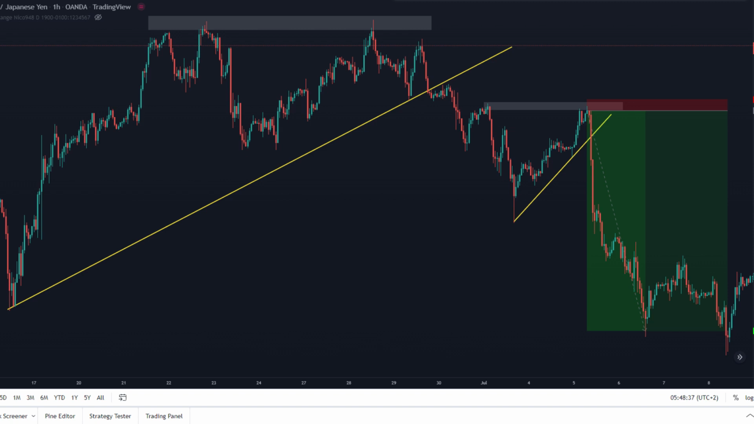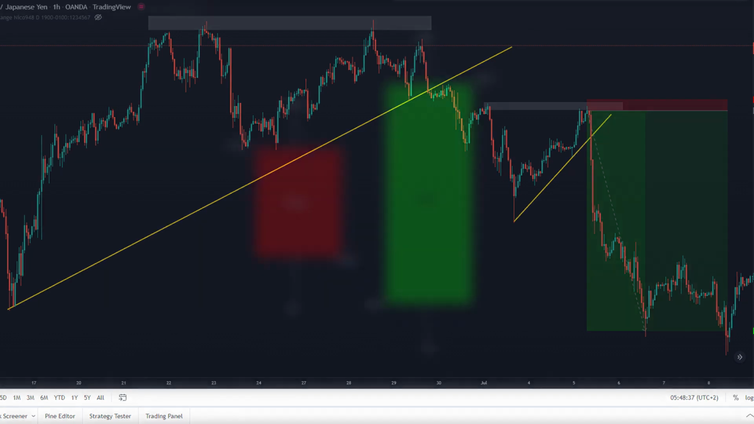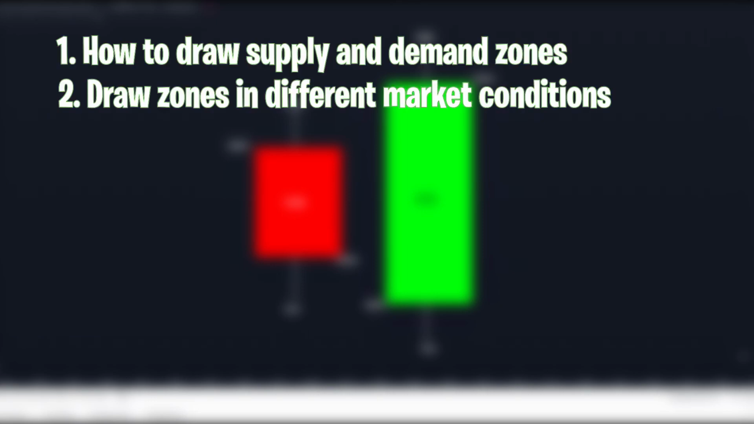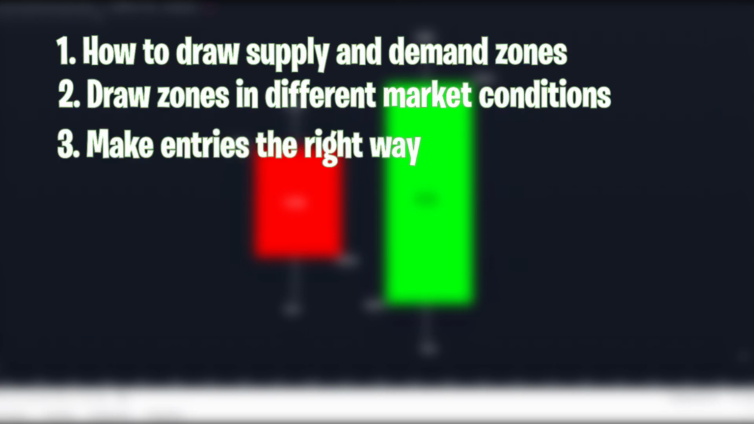Have a pen and paper ready, because I am about to show you everything that you wanted from the previous video. In this section of the video you will learn this. One, how to draw supply and demand zones. Two, you will learn to draw the zone in different market conditions. Three, you will learn to make entries in all different scenarios.